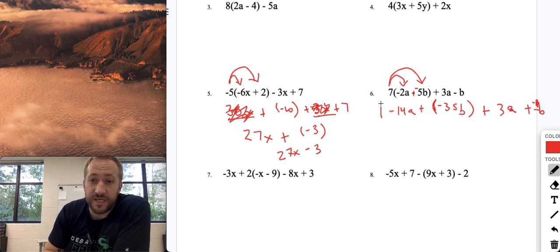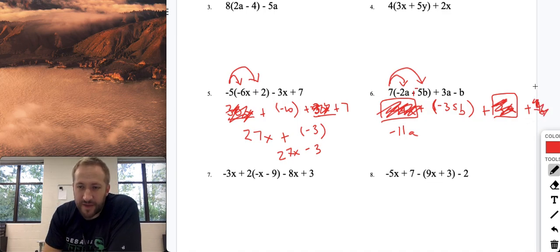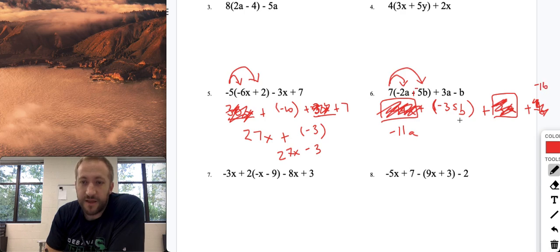I have negative 14a combined with 3a. Those are like terms because they have the same variable. Negative 14 plus positive 3, that gives me negative 11a. I'm done with those. Negative 35b plus negative 1b. Let me rewrite that. It looks a little messy. Negative 1b. That's negative 35 plus negative 1. That gives me negative 36.